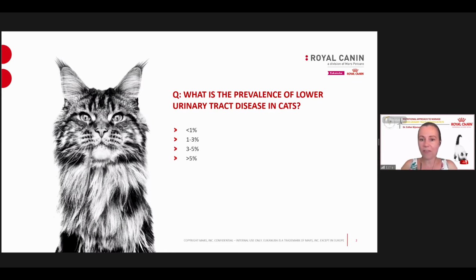One study from Dan O'Neill, which was published in 2014, looked at the prevalence of these diseases in cats in the United Kingdom and showed a prevalence of 4.4%. There is a similar study that has been done on US data, which showed a prevalence of 5%. So in this case, the correct answer would be 3 to 5% for the prevalence of lower urinary tract disease in cats. So that's really high. That's one in 20 patients that you see in your practice.